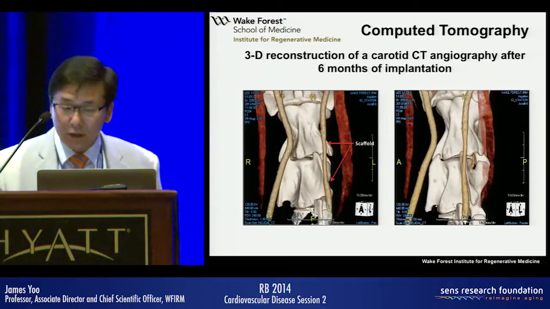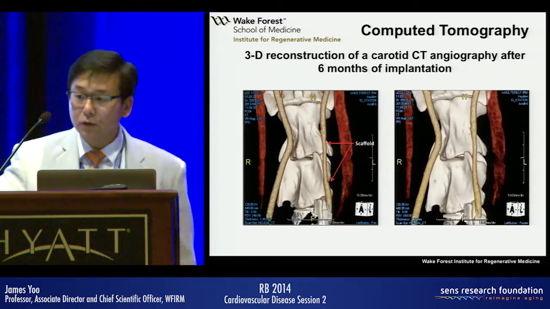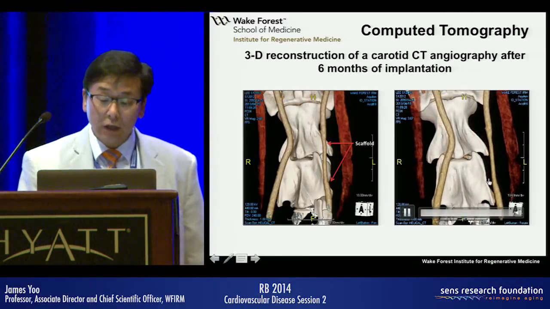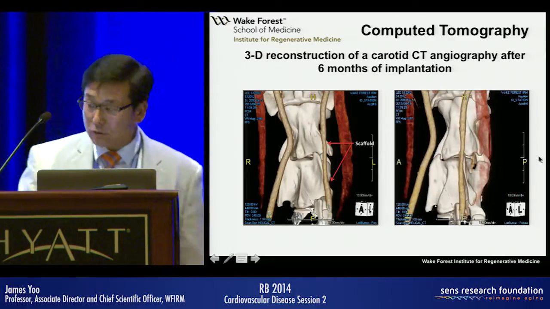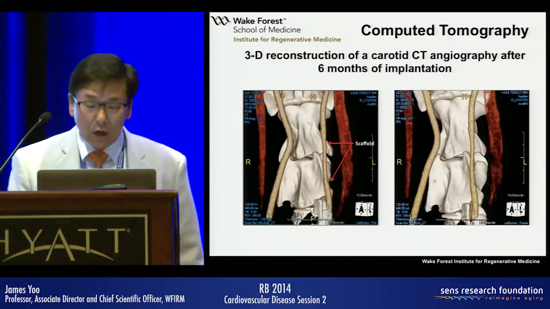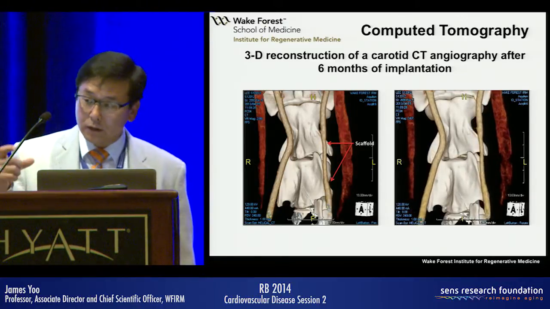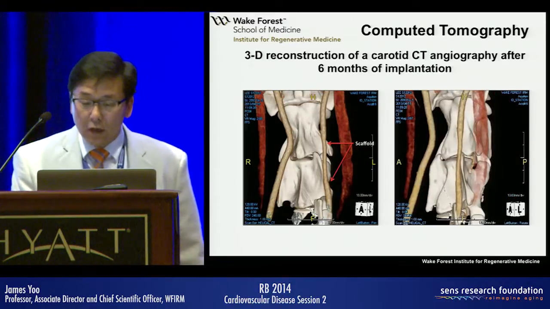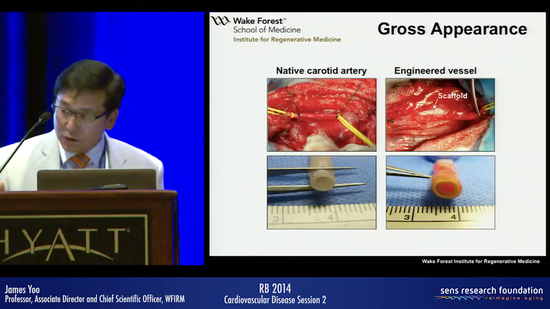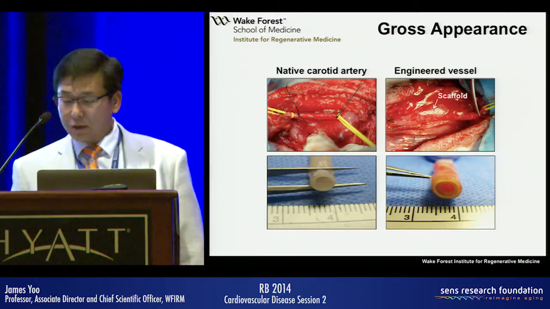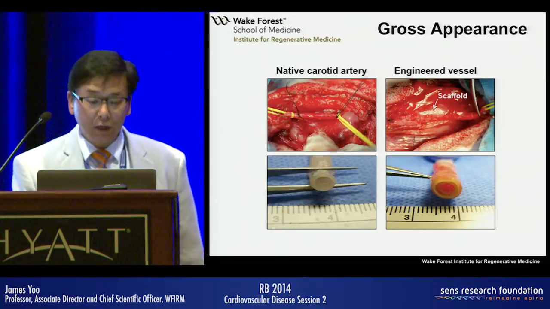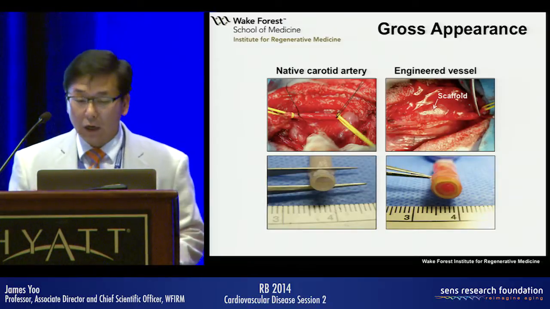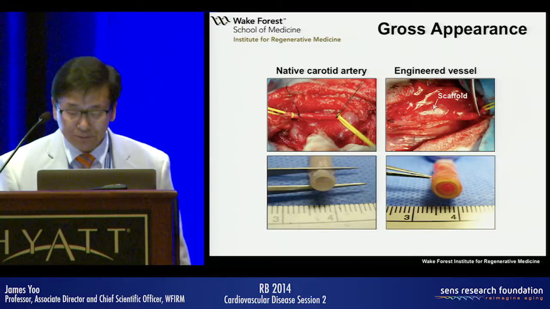So we then took the CT scan to make sure the implanted vessel, which is this part here, has the right caliber and is not structured down. And we were able to find the vessel in the original shape and size as we implanted. So after 6 months, we took down the vessels and compared them head-to-head with native artery, and it had similar caliber, similar consistency, and the gross appearance looked pretty similar.